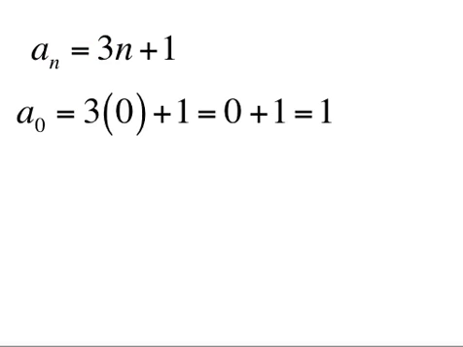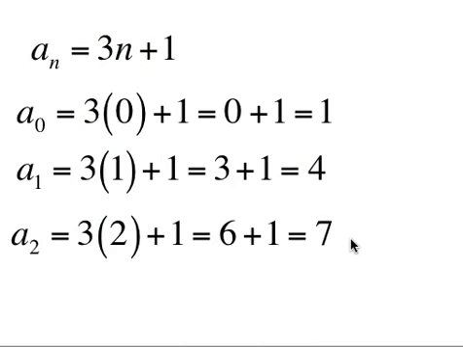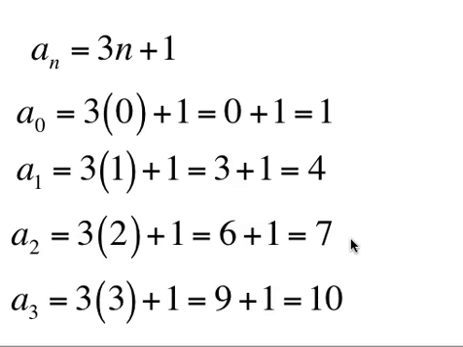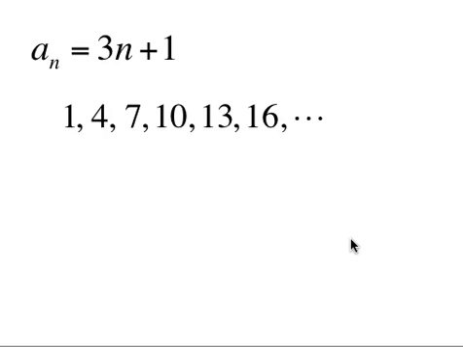And you can see what a sub 0 would be. Plugging an n of 0 in, a sub 0 is 3 times 0 plus 1, or 1. A sub 1, plugging a 1 in, 3 times 1 plus 1, 3 plus 1 is 4. A sub 2, 3 times 2 plus 1, 7. A sub 3, plugging in an n of 3, 3 times 3 plus 1, 10. And this can go on as long as you want it to go on. So I've just got a few of them here for this sequence, 1, 4, 7, 10, 13, 16.